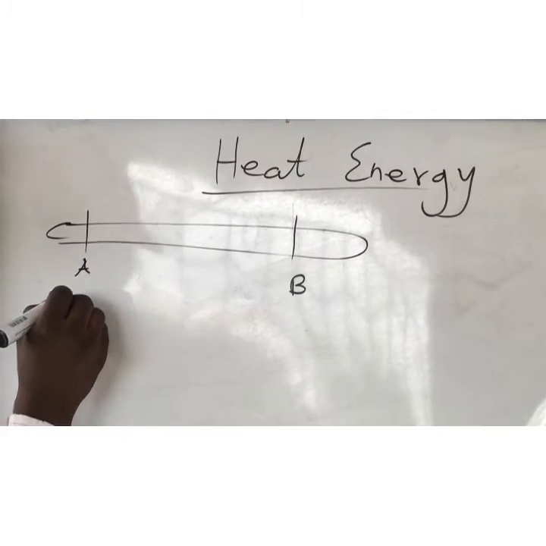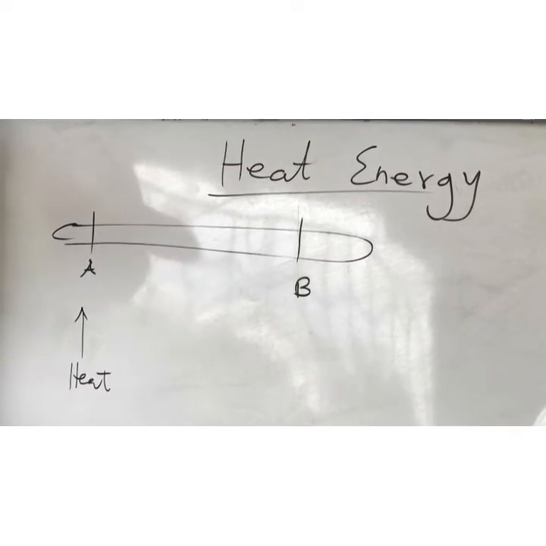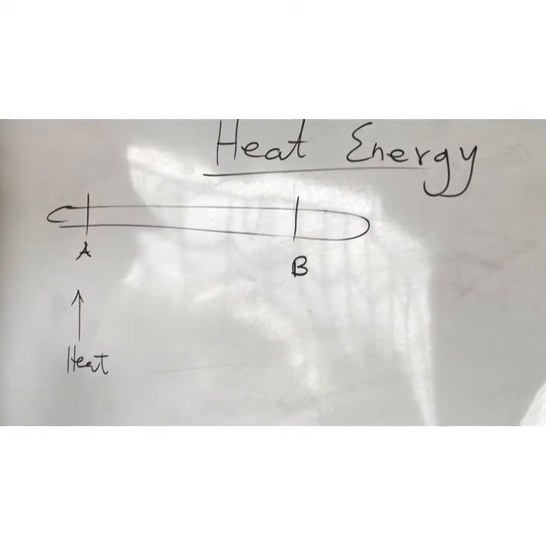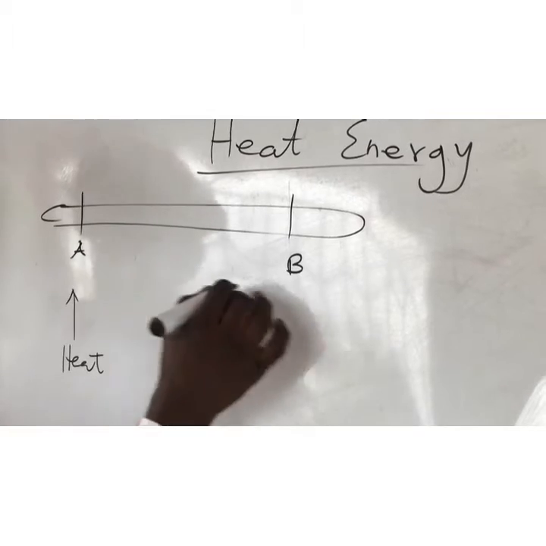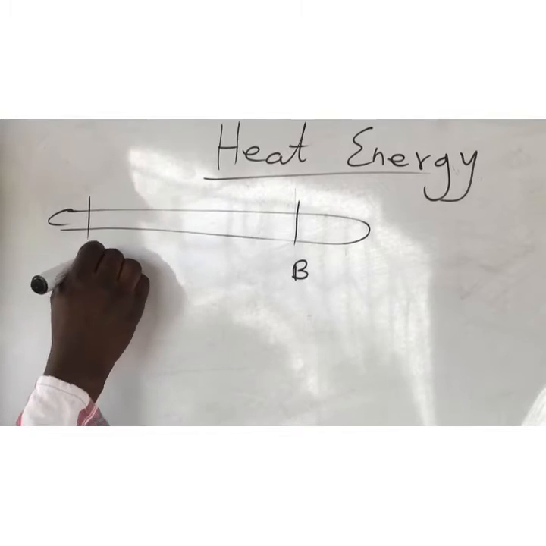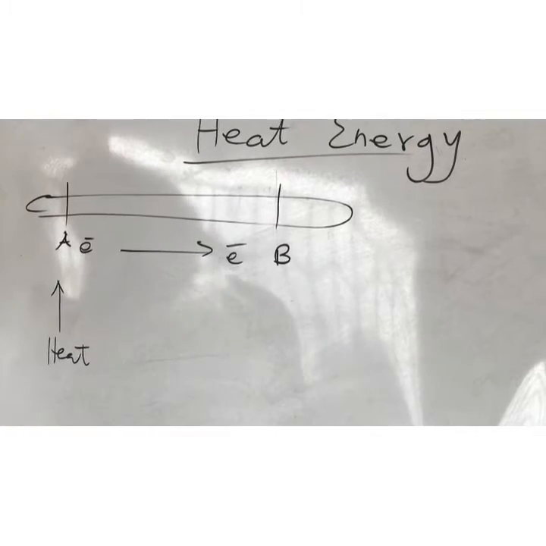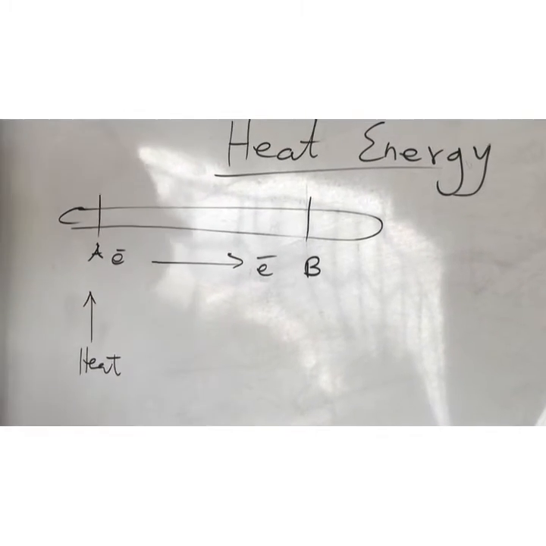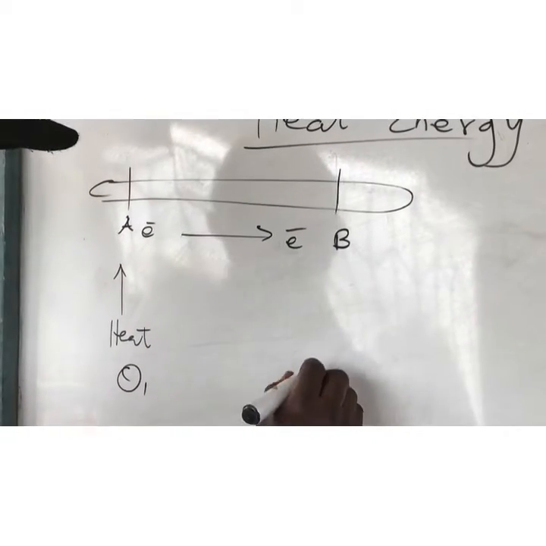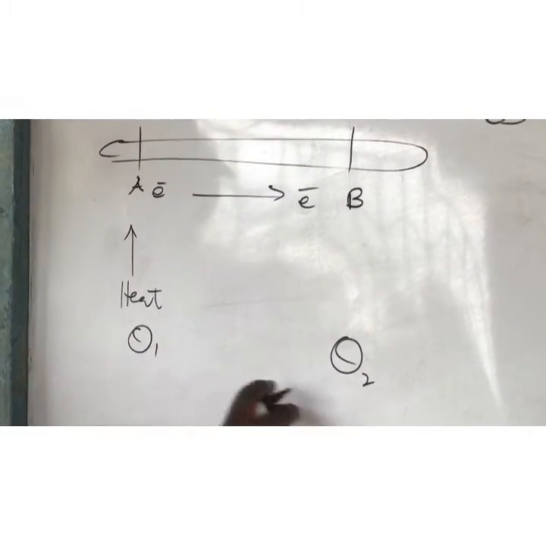When point A is subjected to heat, there's going to be movement of electrons. Electrons will move from the point of subjection to heat to point B. That is, electrons will flow from point A to point B. This is because of the temperature difference. So assuming the temperature here is θ1, and the temperature at B is θ2, the change in the temperature is what we call the heat.